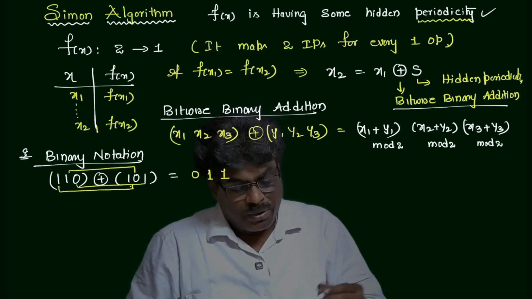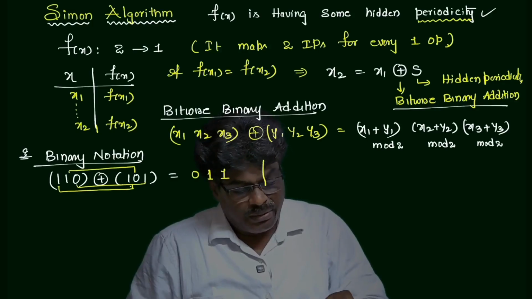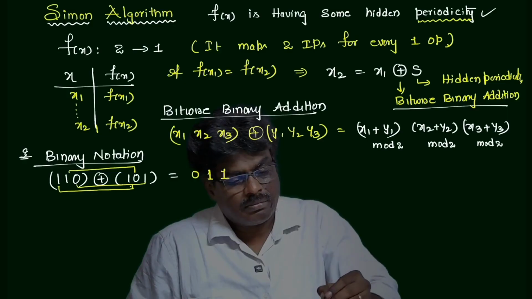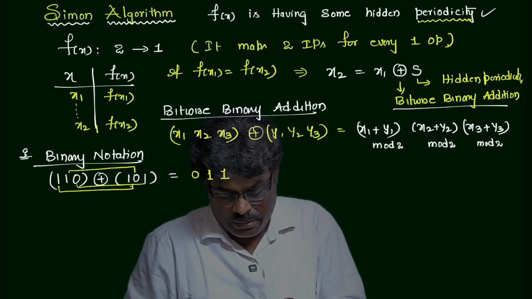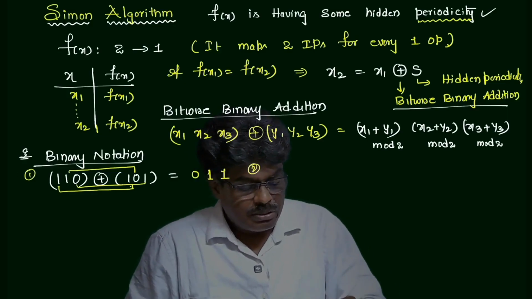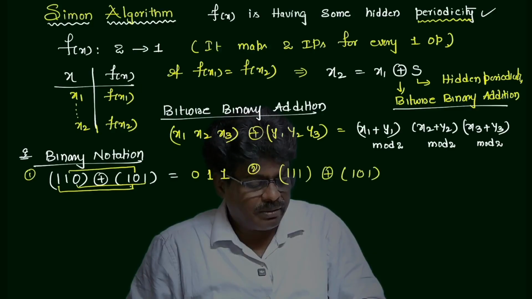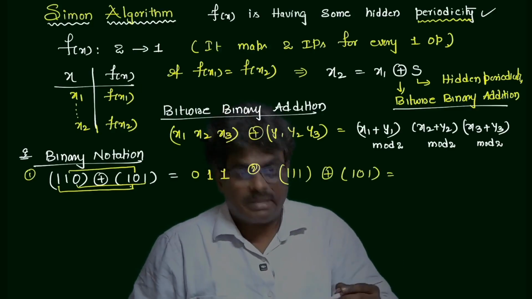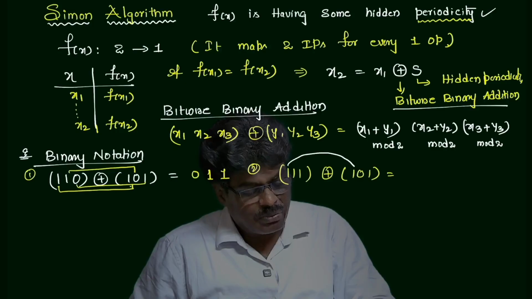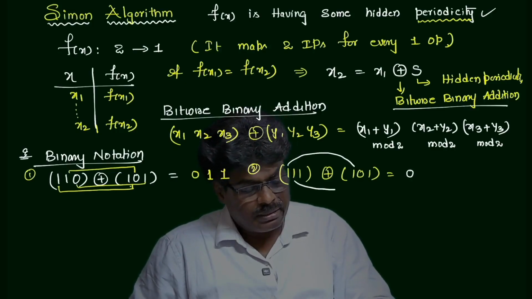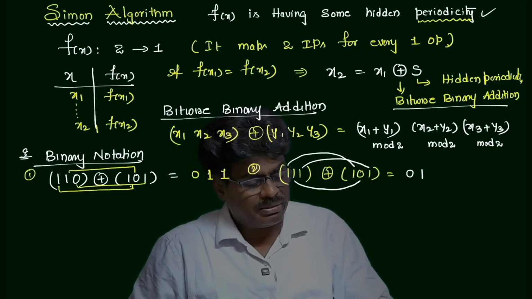Clear? Take one more example. Let us suppose we have 111 XOR 101. First you take this 1: 1 plus 1 is 2, you will get 0. Next 1 plus 0 is 1, and next again 1 plus 1 is 0.